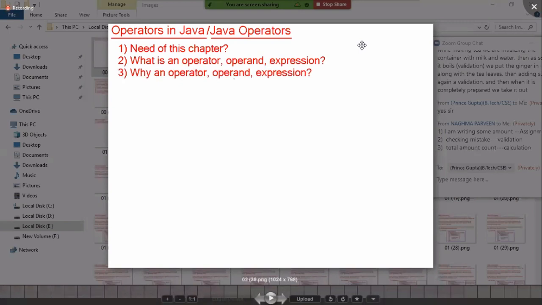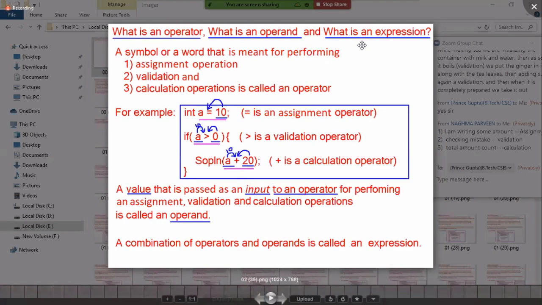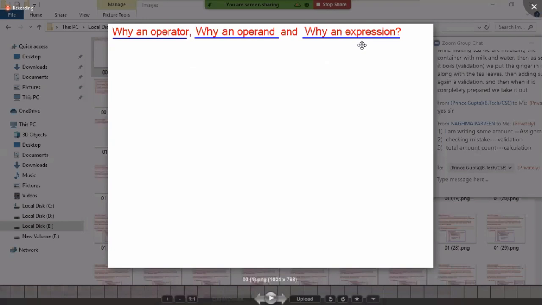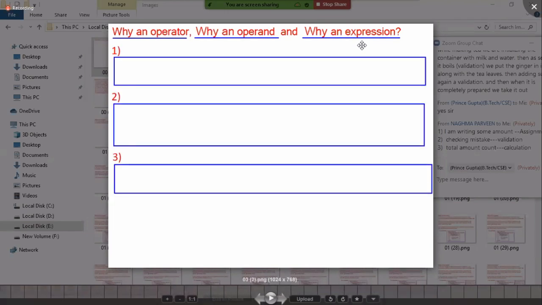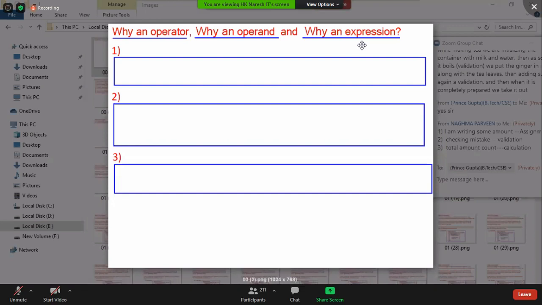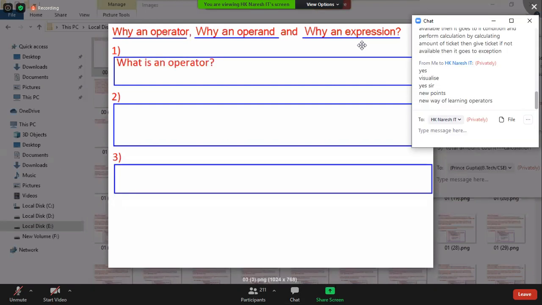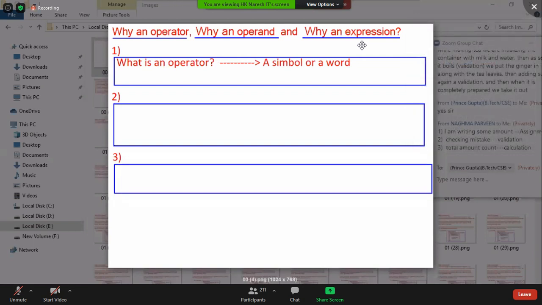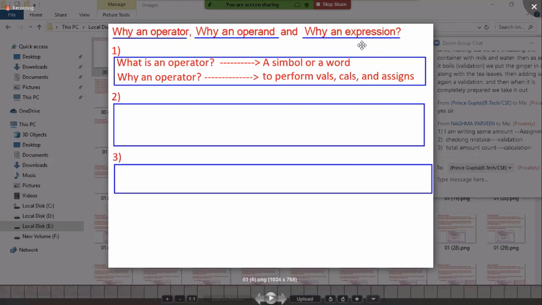Why an operator? Why an operand? Why an expression? In the previous slide we completed it, I just want to quickly mention why an operator, why an operand, why an expression. Totally we are covering three things here: operator, operand, expression. First you tell me what, I will tell why. Tell me, what is an operator? An operator is a word or a symbol. Then why an operator? To perform validations, calculations and assignments.